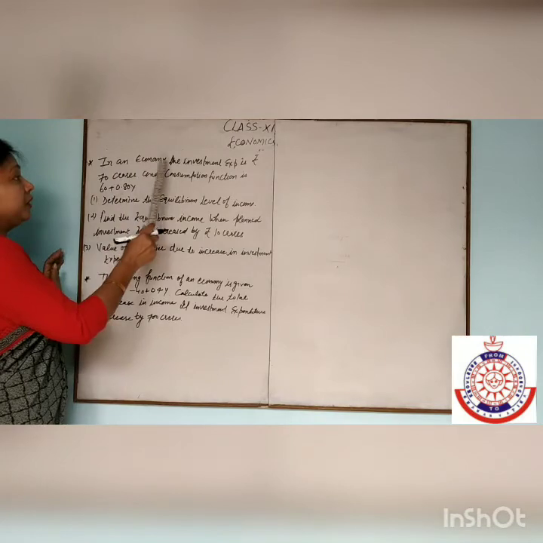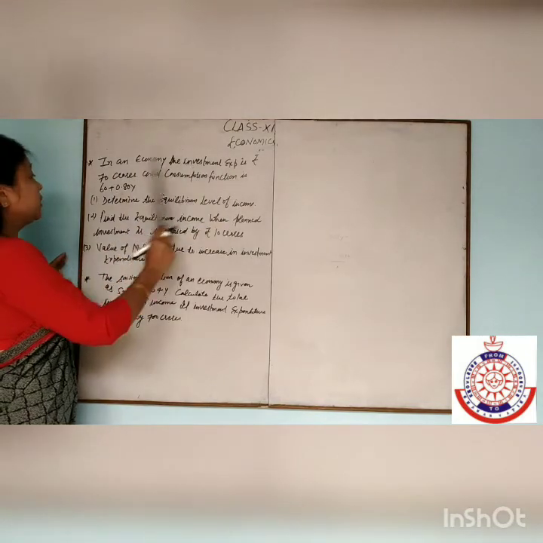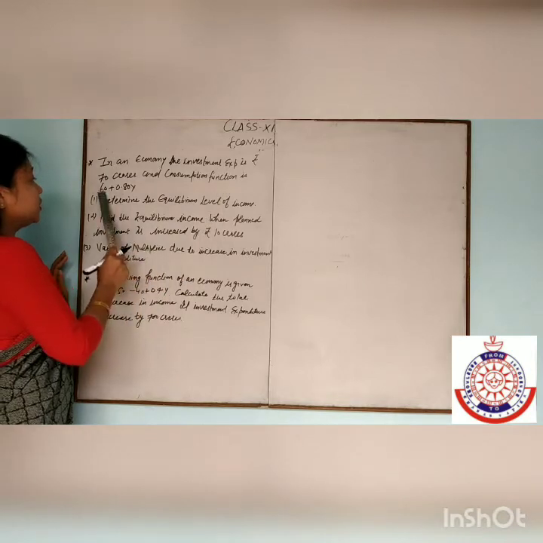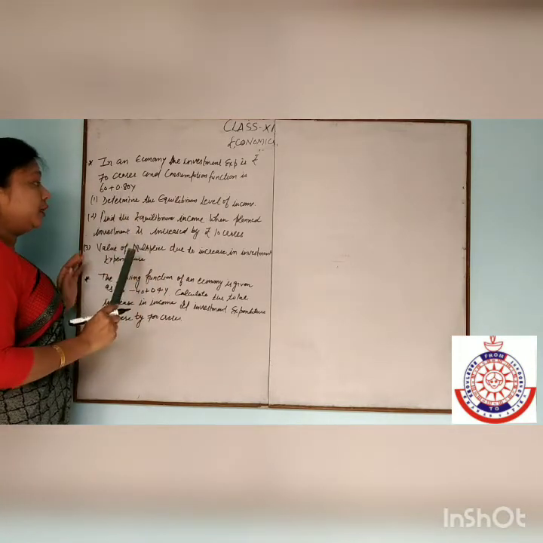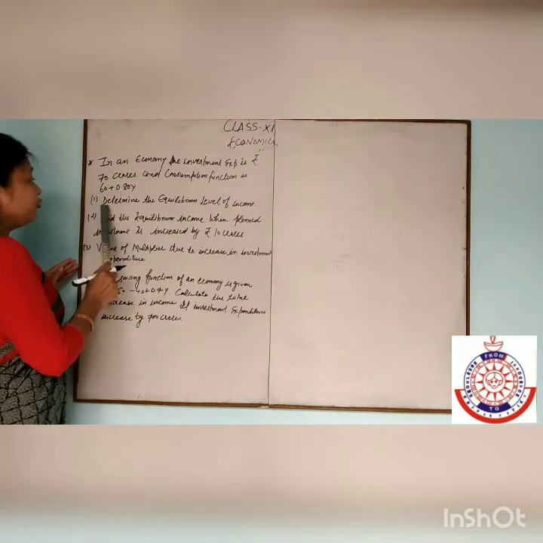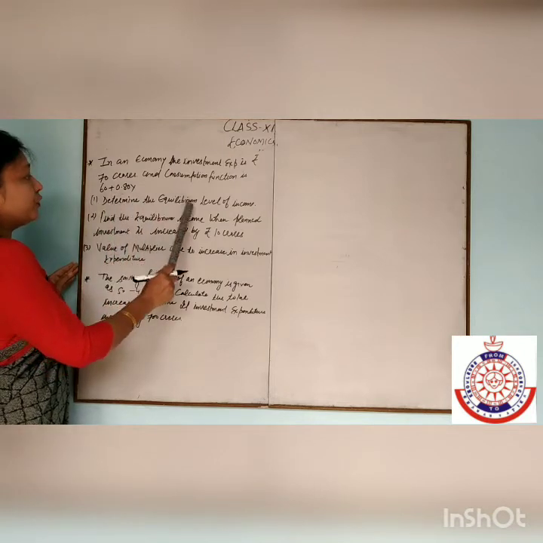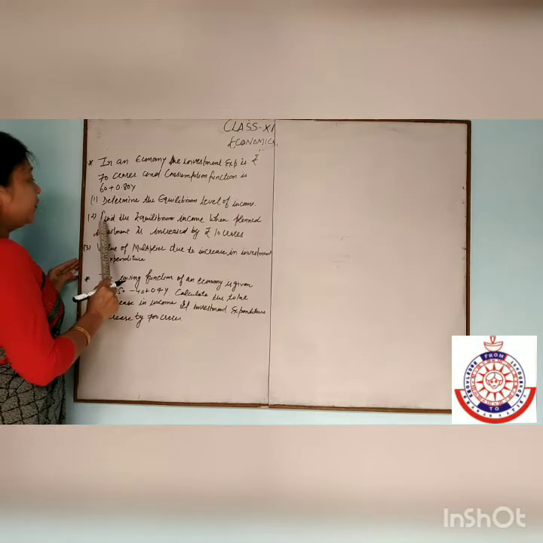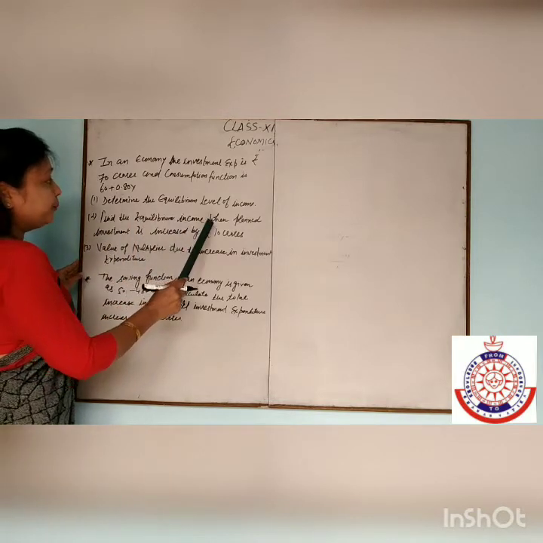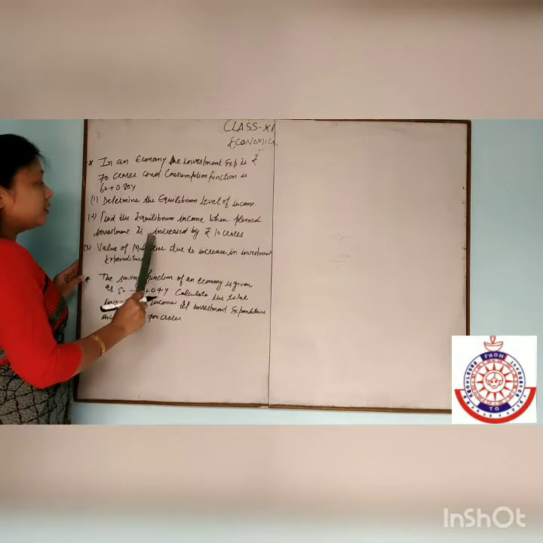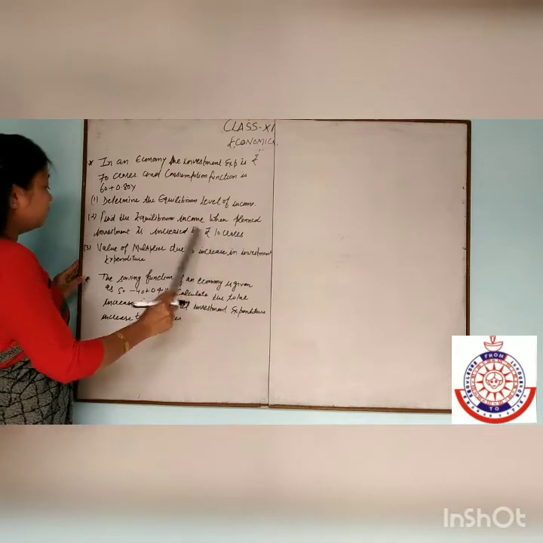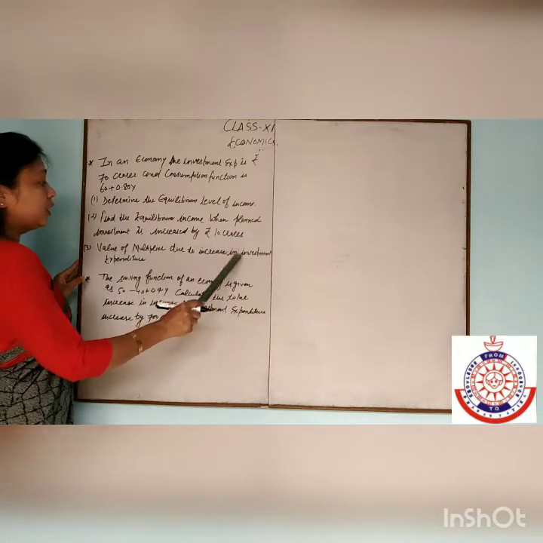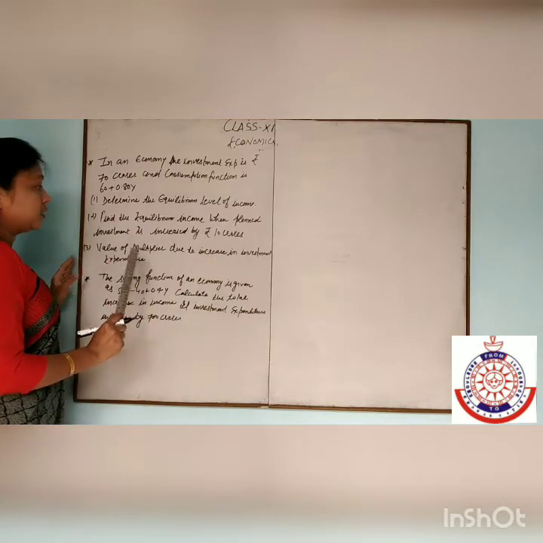In an economy, the investment expenditure is rupees 70 crore and the consumption function is 60 plus 0.80y. You have to find out the determination of equilibrium level of income. Second, find the equilibrium income when planned investment is increased by rupees 10 crores. Third is value of multiplier due to increase in investment expenditure.